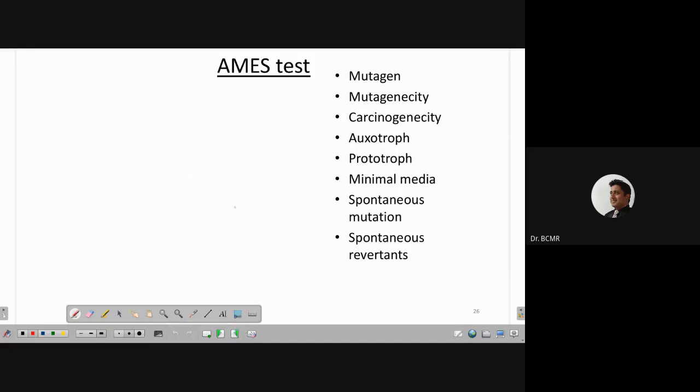Here is a test developed. It is called the Ames test. It is to test the ability of a compound. Now we are going to discuss induced mutations. What were the things that we were discussing till now? They are spontaneous mutations.